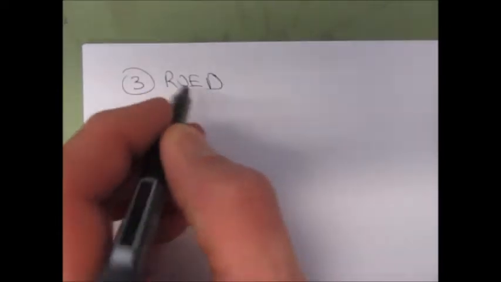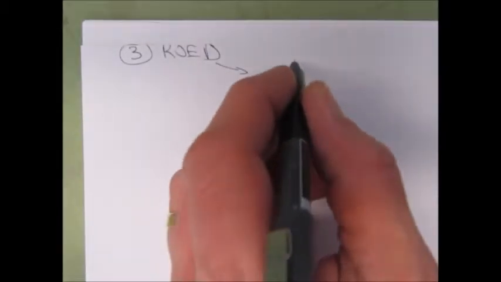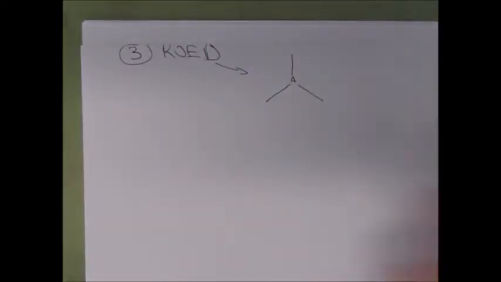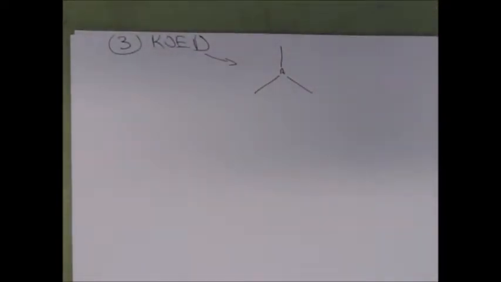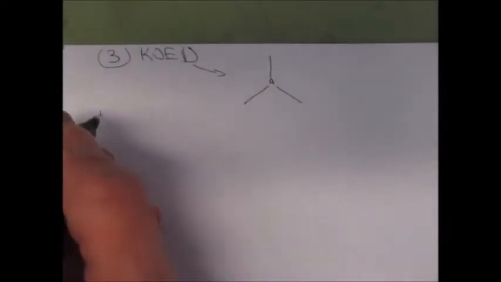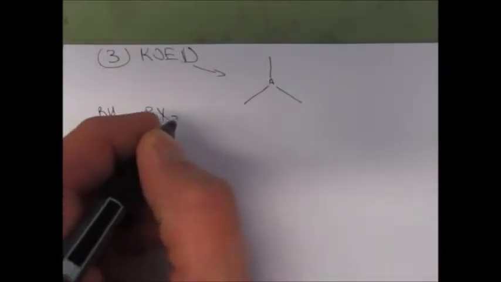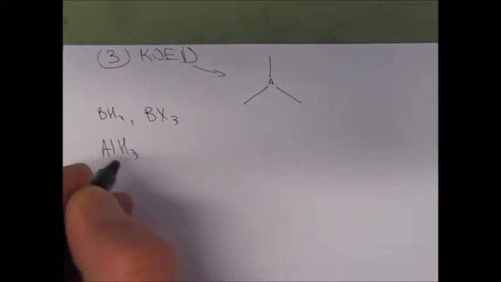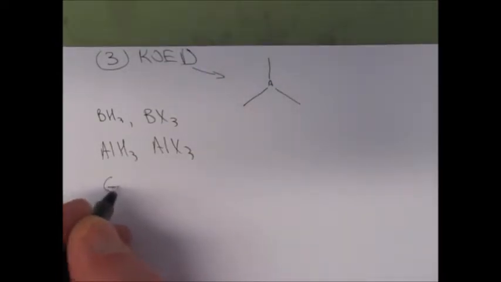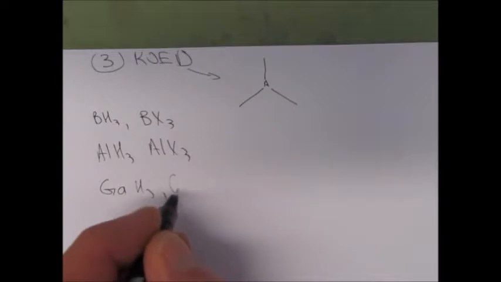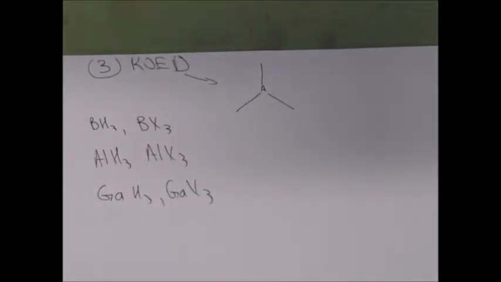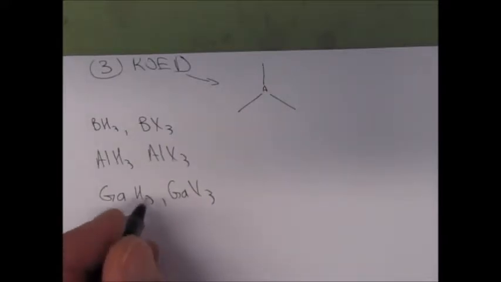So what's the next one? 3 regions of electron density. So for this, we've already talked about the automatic shape is I'm going to have some generic atom in the middle, and it's going to do that. If I have an example of something like that. So the examples I can have of that one, I mean, you're looking at things like BH3, BX3, aluminum H3, aluminum X3, go down to gallium H3, gallium X3. You could probably even get away with indium as well.